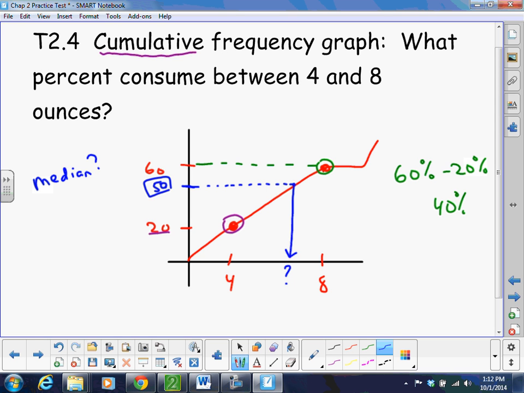Or if it was IQR, you would want to look for the 75th percentile, that's Q3. And then look for 25th, that would be Q1. And then again, you would have to do a little subtraction problem of their X values. So I think there was one on the quiz dealing with that as well. Okay, but this one, they just wanted that answer.